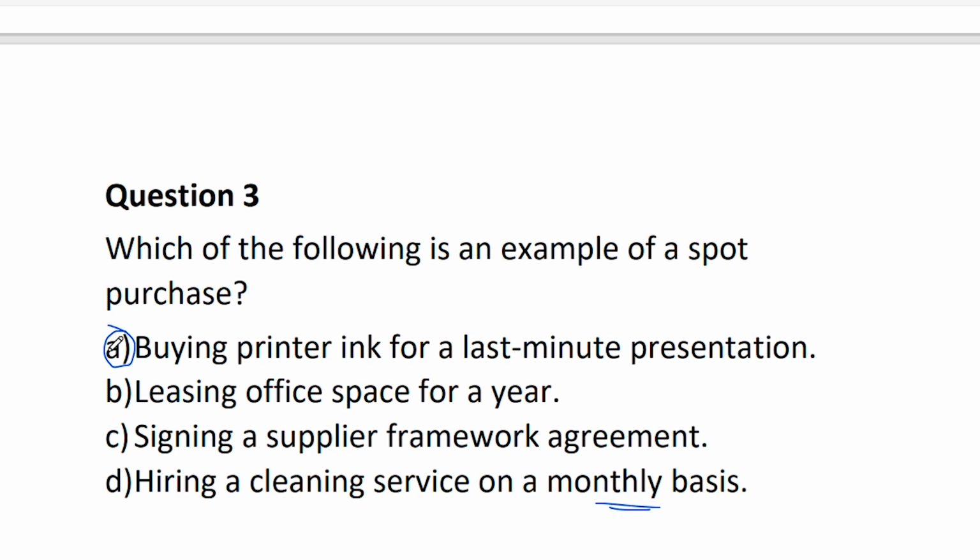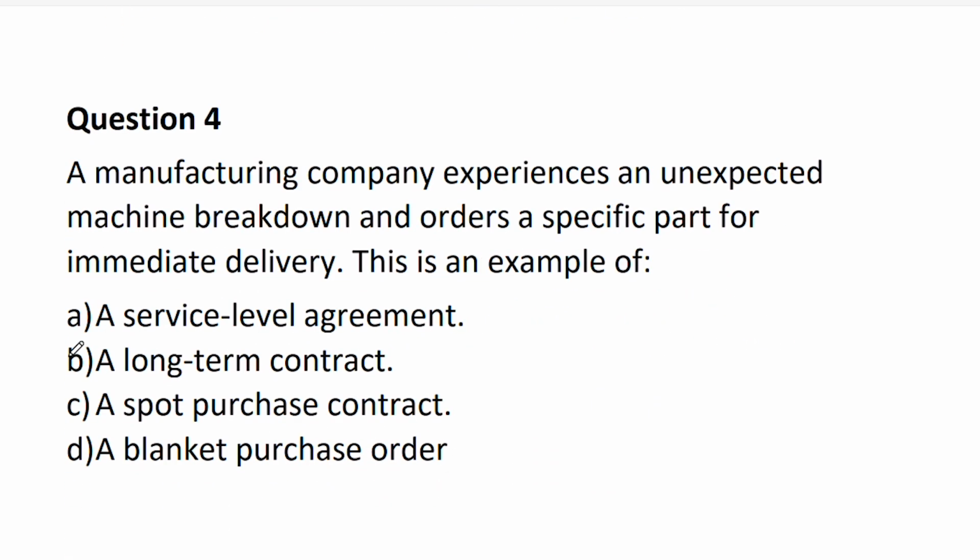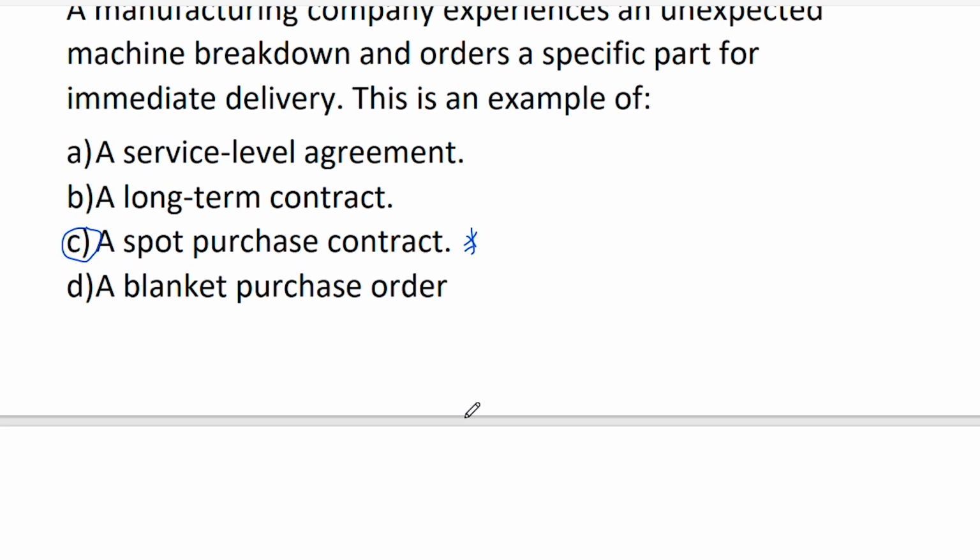Buying printer ink for a last minute presentation. A manufacturing company experiences an unexpected machine breakdown and orders a specific part for immediate delivery. Now, what is an example of that? Or rather, is this an example of a service level agreement, right? Nope. Long-term contract? No, look, it is a spot purchase contract. That's an example as far as that is concerned.